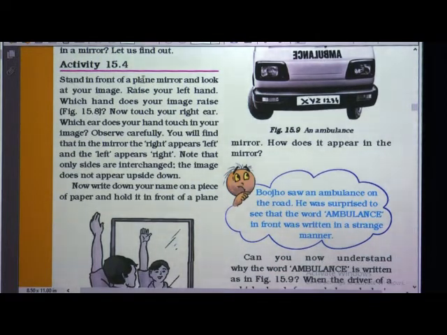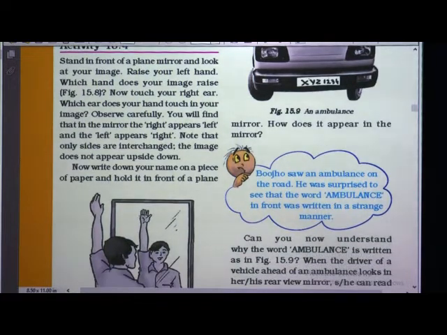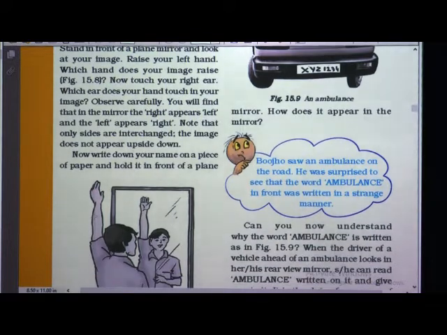Stand in front of a plane mirror and look at your image. So, you have to stand in front of a mirror and look into the mirror. Then raise your left hand. When you raise it, in this picture you can see this boy is standing in front of a mirror and he is raising his left hand.